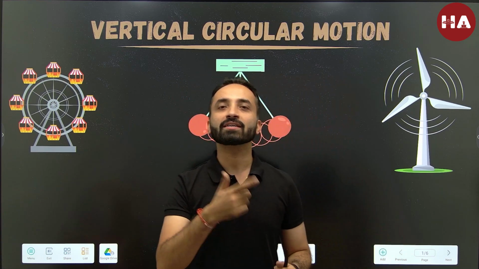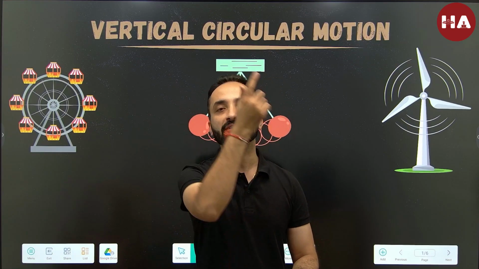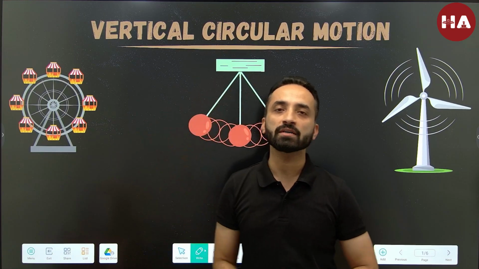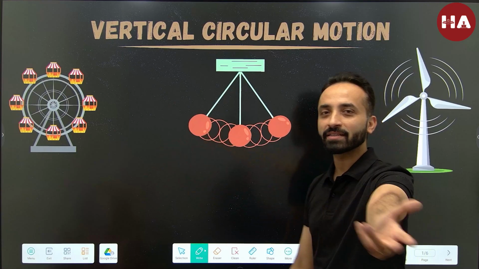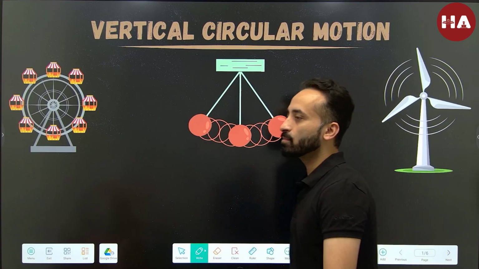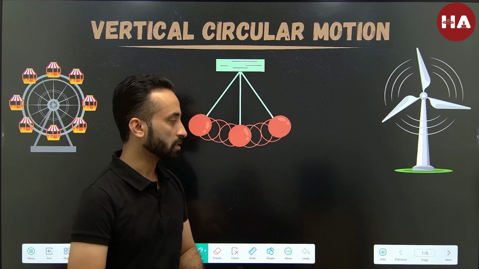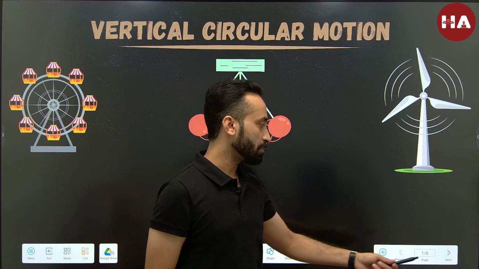So when I say vertical circular motion, it becomes very obvious. It is circular motion in the vertical plane, alright? You can correlate things by looking at these examples. A giant wheel, a pendulum or a windmill can be examples of vertical circular motion. Alright, so now we'll start with the math part of it.